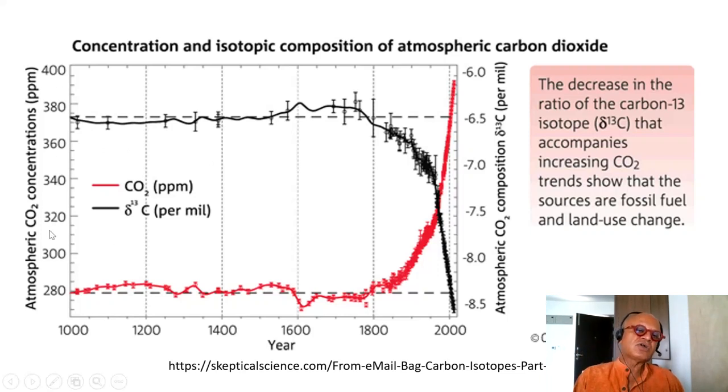So you can look here at the CO2 in ppm. So we were coming out of the last ice age at 280 ppm. There a little bit of variation over much of the Holocene. Then came the Industrial Revolution. So you can see that the C13 to C12 ratio was at minus 6.5.